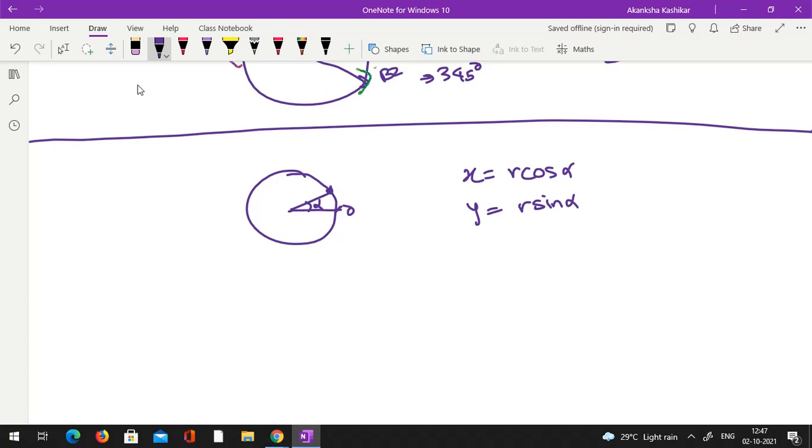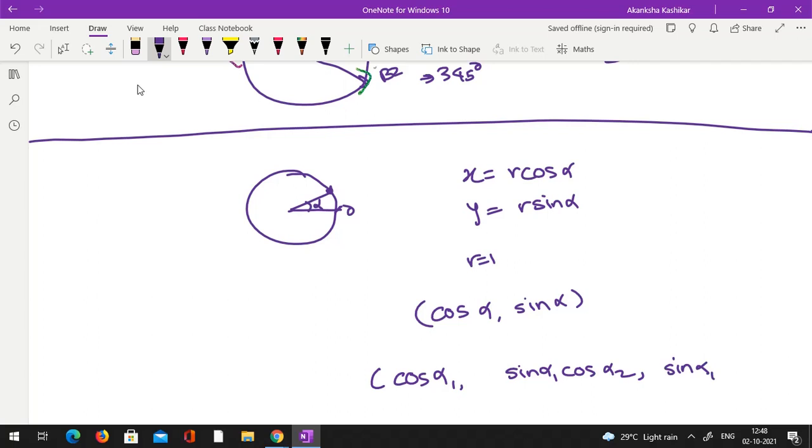So r cos alpha, r sin alpha, and here we are taking the unit circle, so r is 1. So basically every point we can represent as cos alpha, sin alpha. Cos of that angle and sin of that angle. For three dimensions it would be slightly complicated. For three dimensions we will have two angles. So I will have cos alpha 1, then sin alpha 1 cos alpha 2, and sin alpha 1 sin alpha 2. But we won't go into three dimensions. We would restrict ourselves to 2D for the time being.